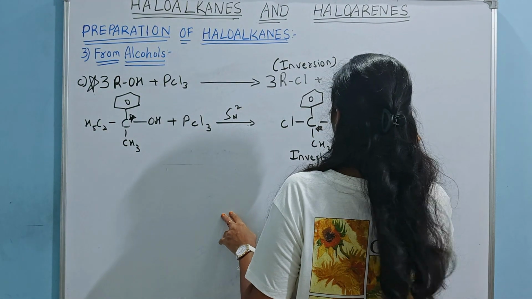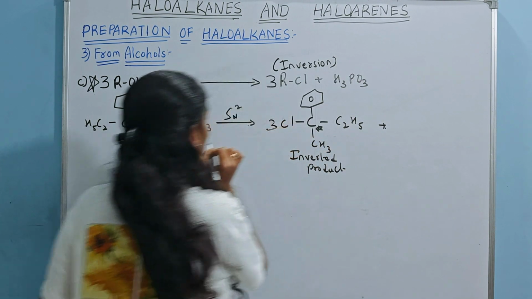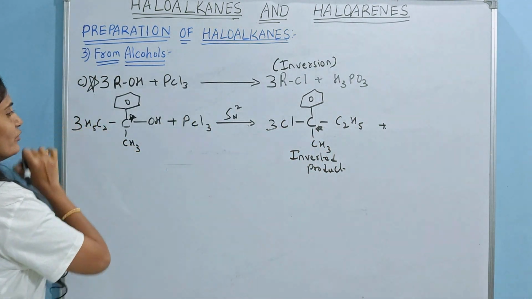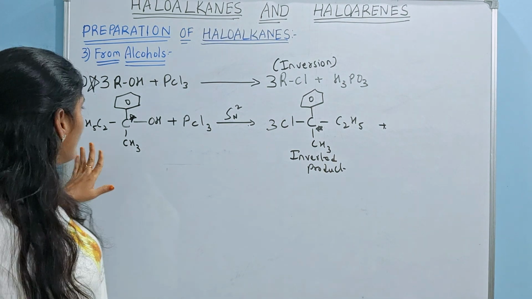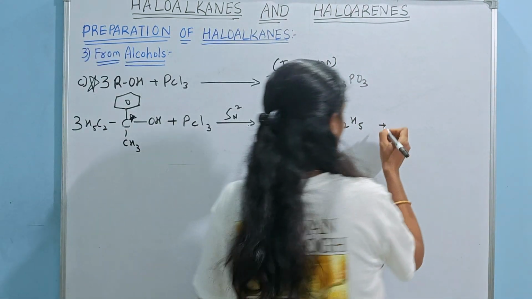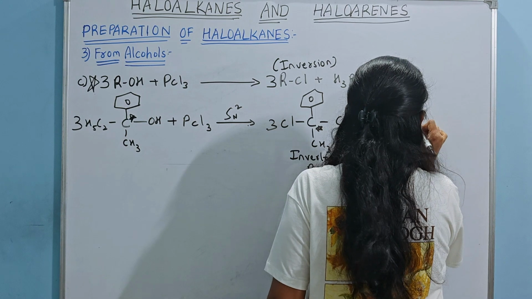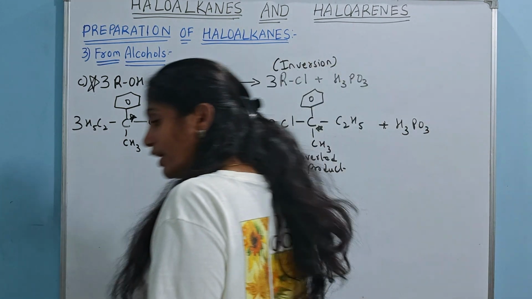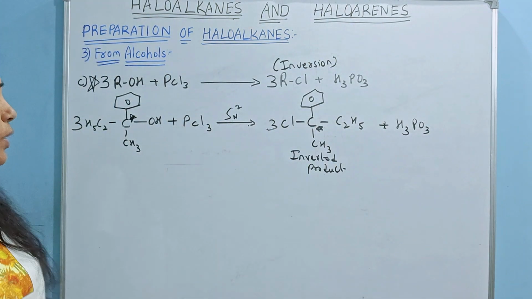Plus what will be the byproduct here? I'll get 3 moles of haloalkane from 3 moles of alcohol. Don't forget to balance. 3 moles of alcohol will give 3 moles of haloalkane plus phosphorous acid. So this is fine. We can use PCl3. The mechanism will be SN2. I can get the product.